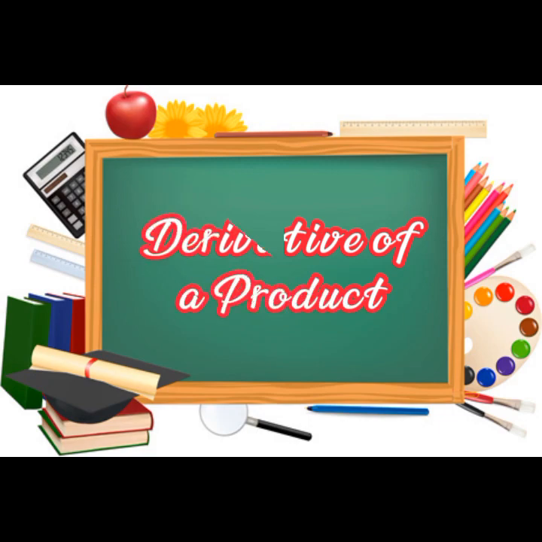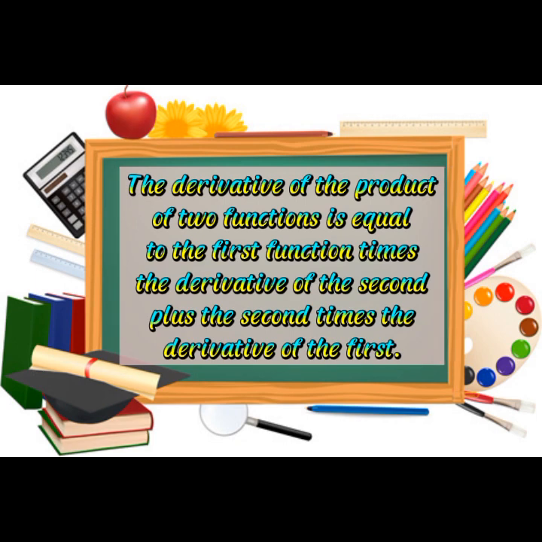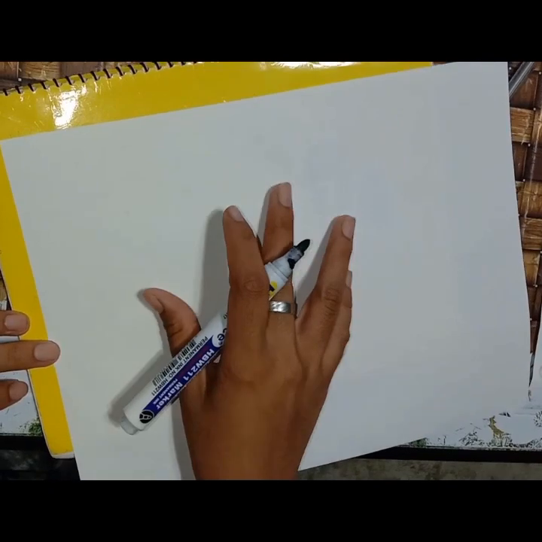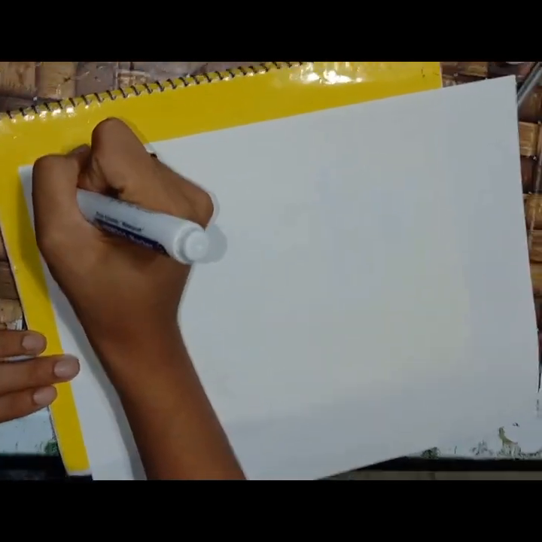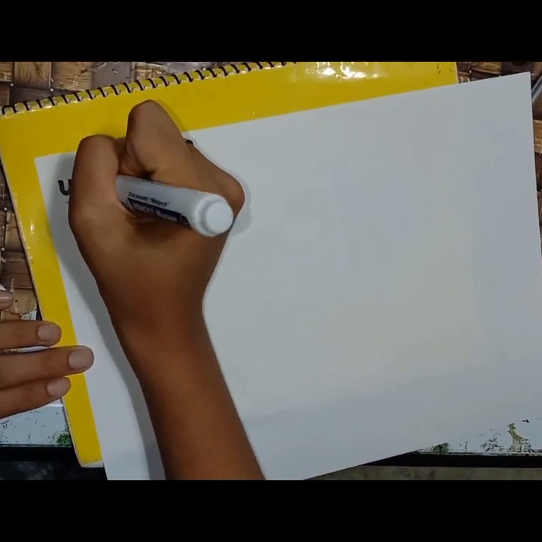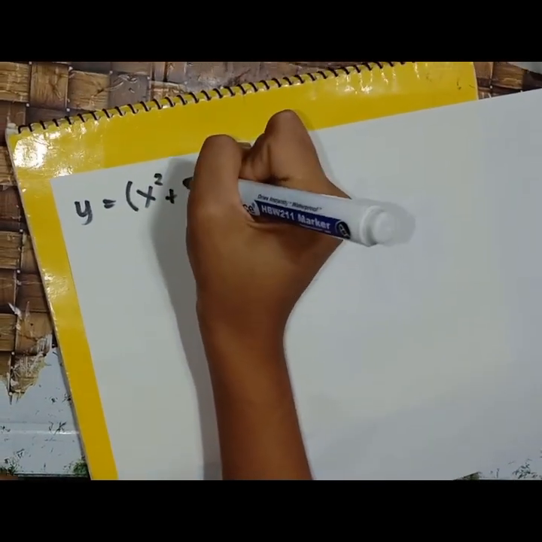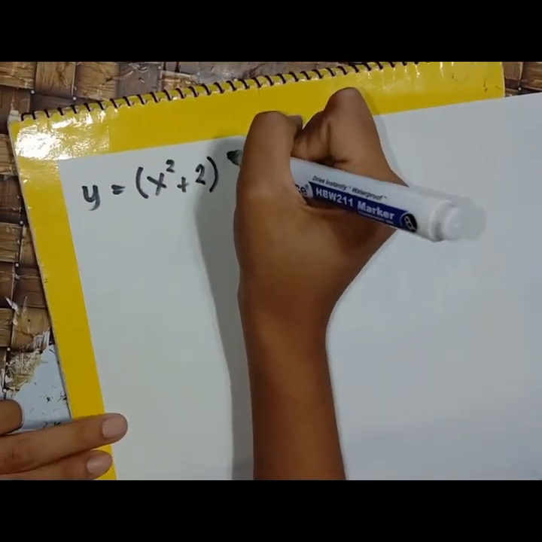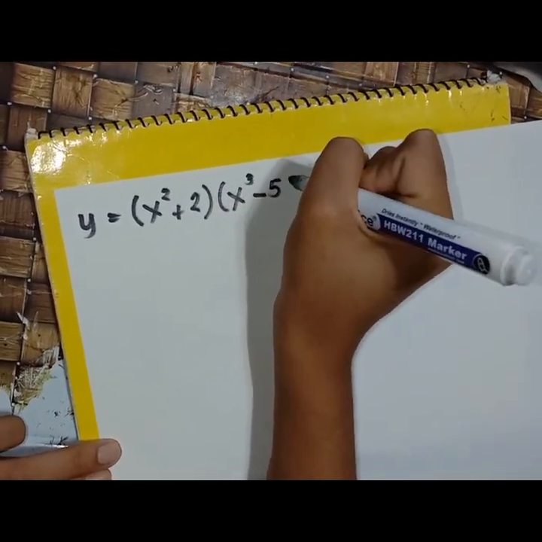Fourth is the derivative of a product. The derivative of the product of two functions is equal to the first function times the derivative of the second plus the second function times the derivative of the first. Example for the derivative of a product. y is equal to x squared plus 2 times x cubed minus 5.